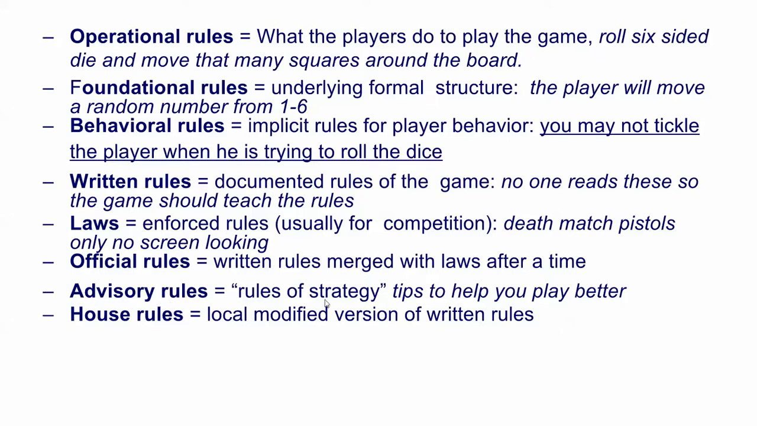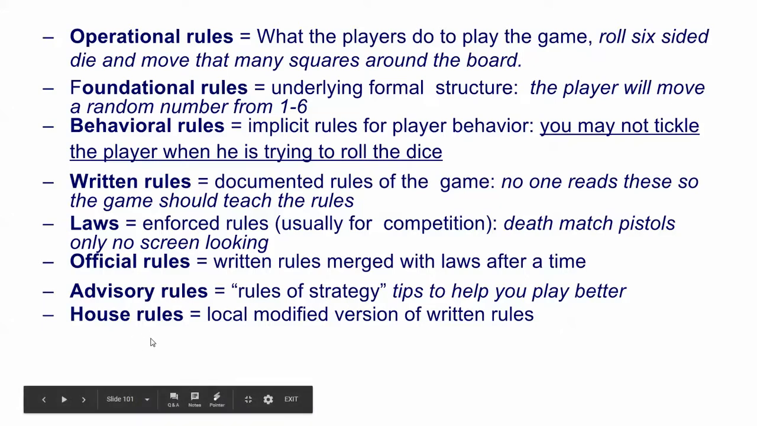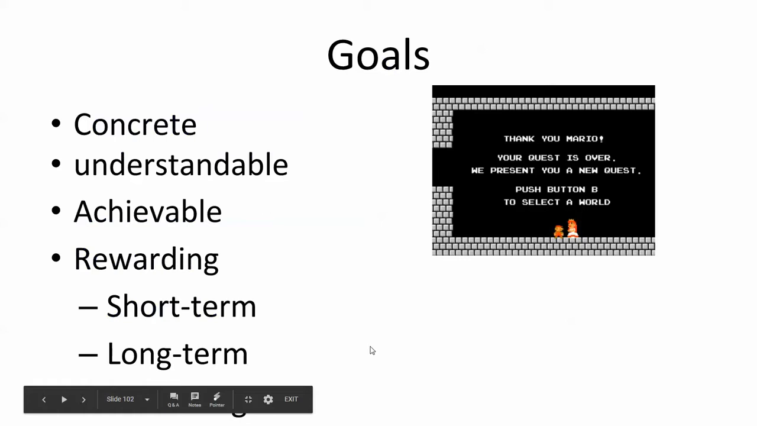Then there's advisory rules. These are just things like, oh, you don't have to do this, but you'll probably win better if you do this. And then there's house rules. That's rules you make up at your house. So a local modified version of the written rules.